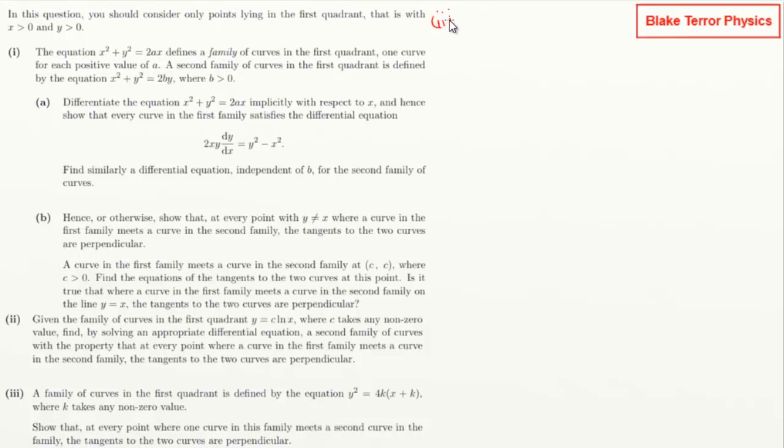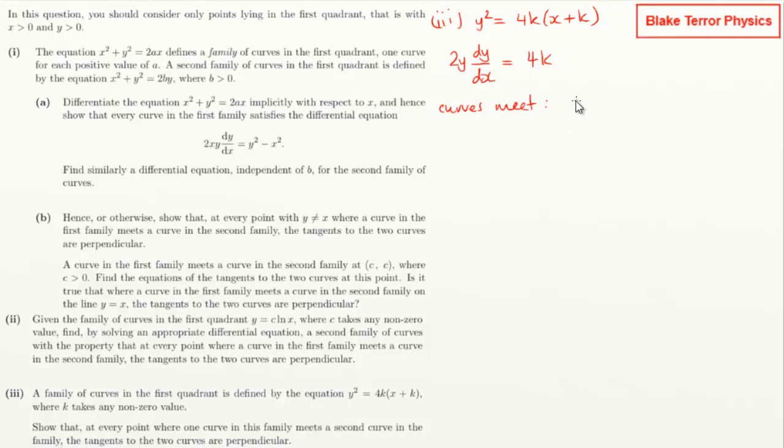Okay, that's interesting. So we've got y squared is 4k times x plus k. So 2y dy dx is equal to 4k. Okay, so we have to have two curves in the same family. They both got to meet and they've got to be perpendicular. So if they're going to meet, then we're going to have two different values of k and they're going to be intersecting. So curves meet.